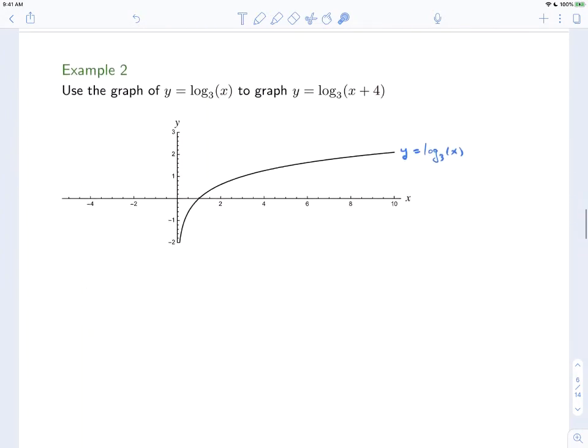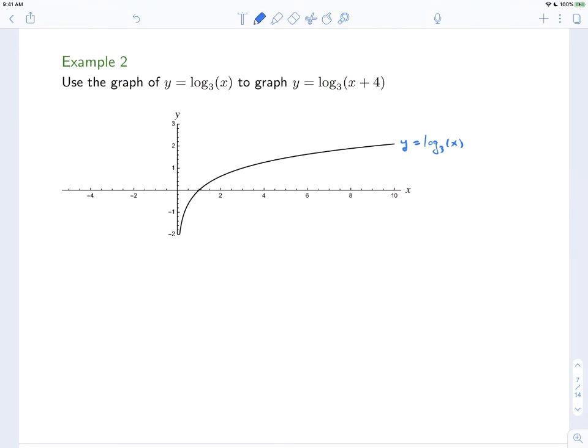Okay, so what about the domain? We know how to find it now, because we want to make sure that the argument of the logarithm is strictly positive. So we want x plus 4 to be greater than 0. That means x is greater than negative 4. So the domain is the set from negative 4 to infinity, starting here and moving to the right.